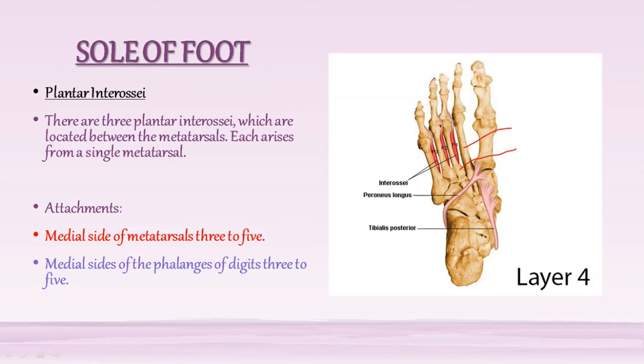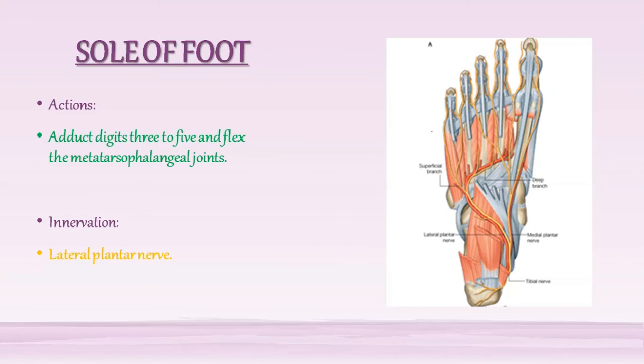So all these three plantar interossei arise from the medial side of metatarsals 3 to 5 and they insert on the medial side of the phalanges. Look at the picture, they arise from the medial side of the metatarsal and insert on the medial side of the phalanges. The action of the plantar interossei is that they adduct digits 3 to 5, the lateral 3 digits, and flex the metatarsophalangeal joints. These plantar interossei are also innervated by the lateral plantar nerve.